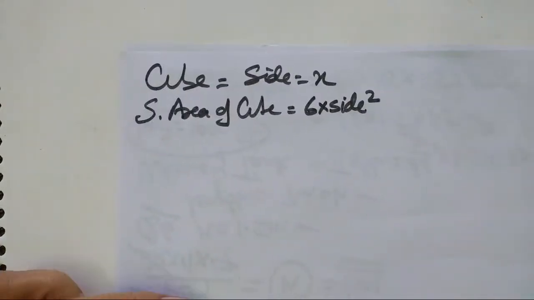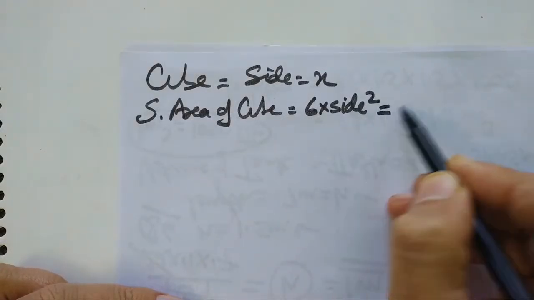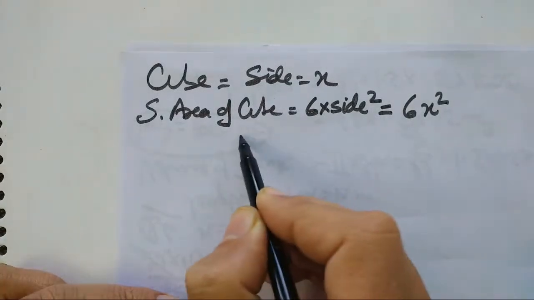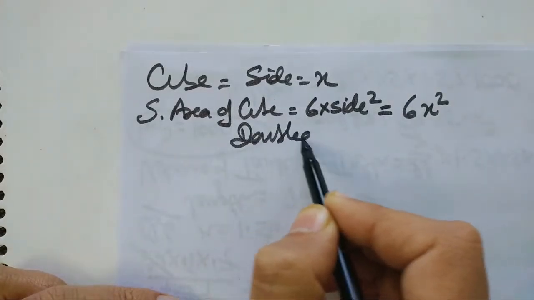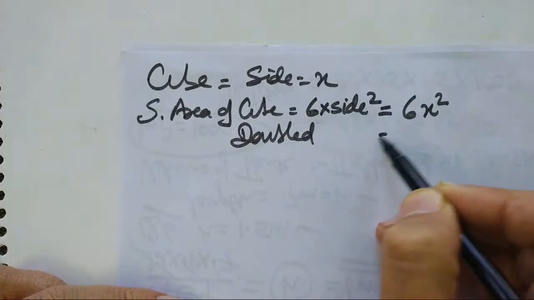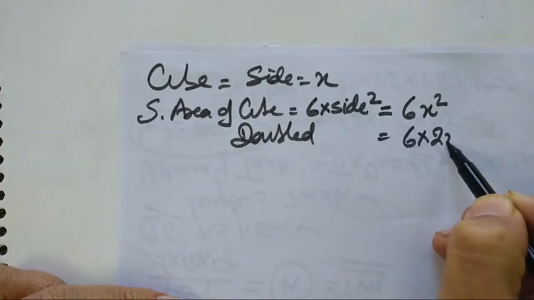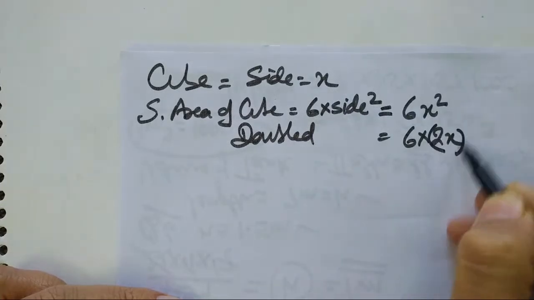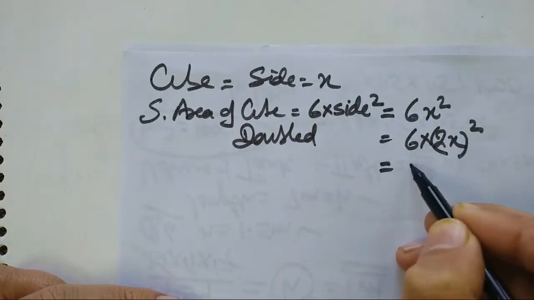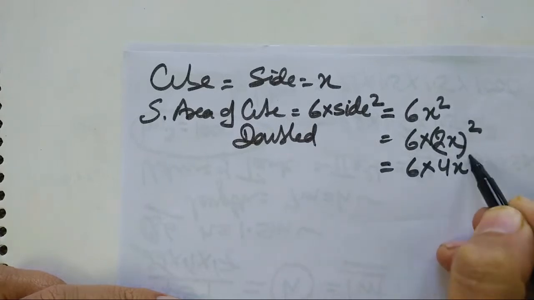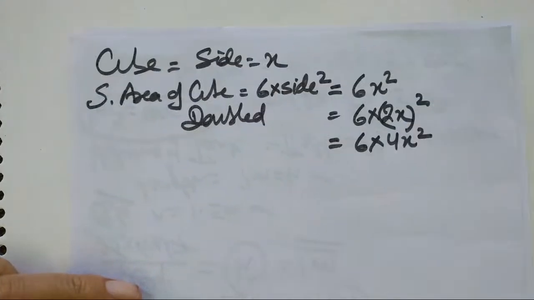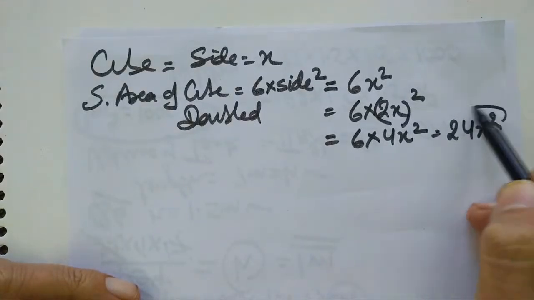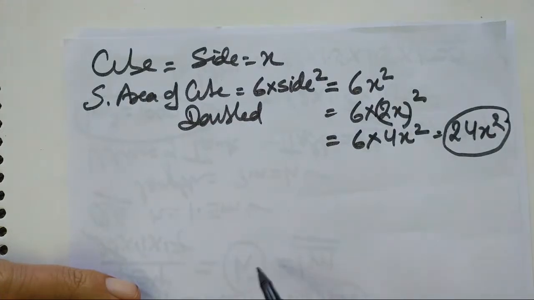The surface area of a cube is equal to 6 into side squared. So with this side it will become 6x squared. Now if the side becomes doubled, this side will become 2x, so it will become 6 into (2x) squared. So it will become 6 into 4x squared, and this answer becomes 24x squared. So this is the new surface area.